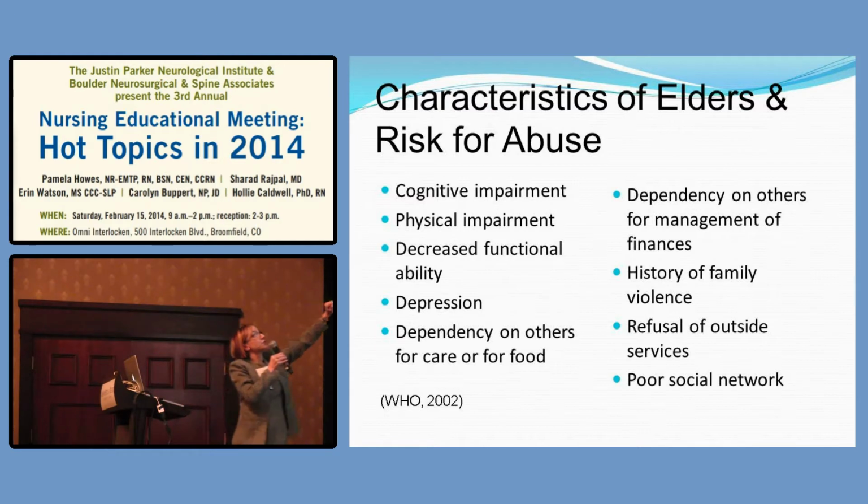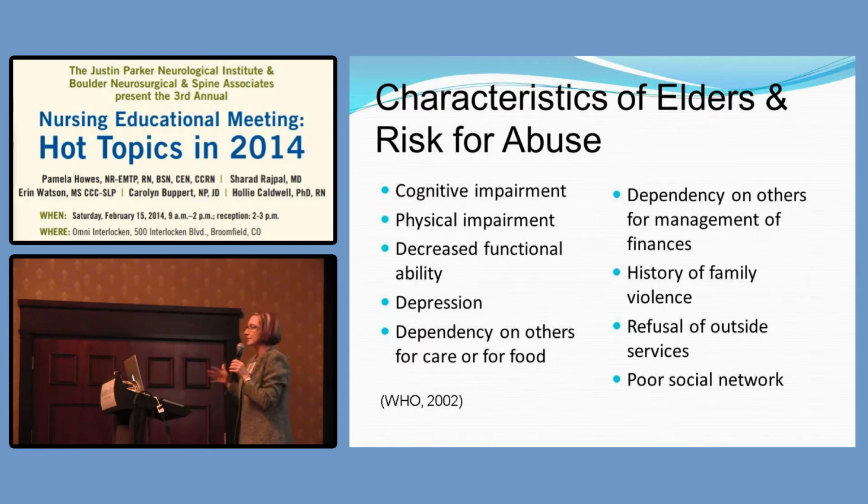So cognitive and physical decreased functional ability, depression, dependency on others for food or for care, because that invites people into your life, right, who may not have the best intentions. Dependency on others for management of your finances. History of family violence still shows up there.